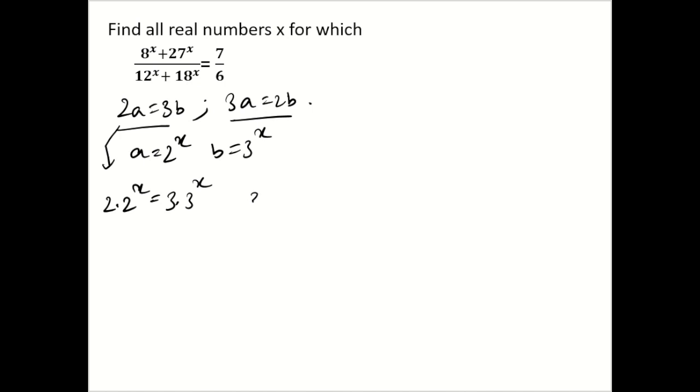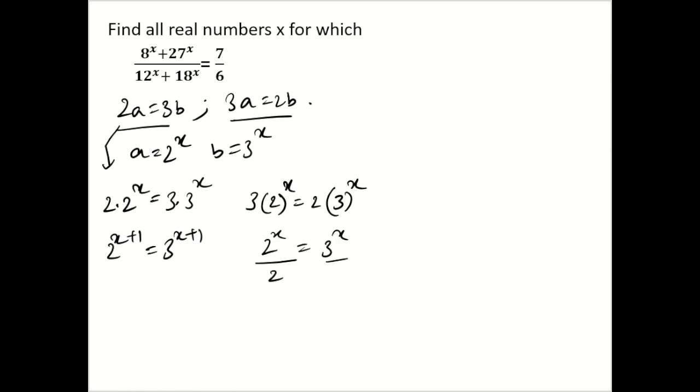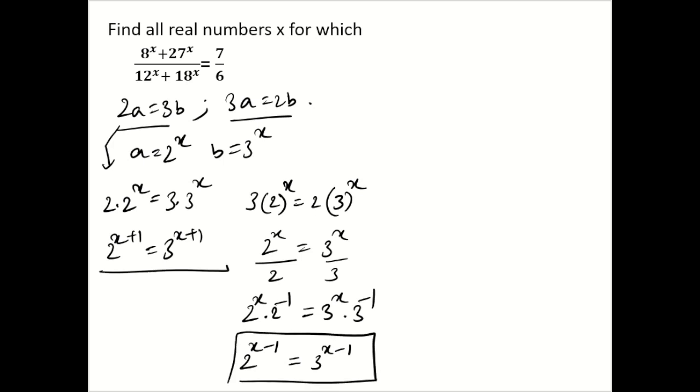Then the second equation, 3 into 2 to the power of x equal to 2 into 3 to the power of x. So this is nothing but 2 power x plus 1 equal to 3 power x plus 1. But you need to simplify this further. 2 power x by 2 equal to 3 power x by 3. So this is nothing but 2 power x into 2 to the power of minus 1, 3 power x into 3 power minus 1. So this becomes 2 power x minus 1 equal to 3 power x minus 1. These are the two equations which we got for us to find the values of x.